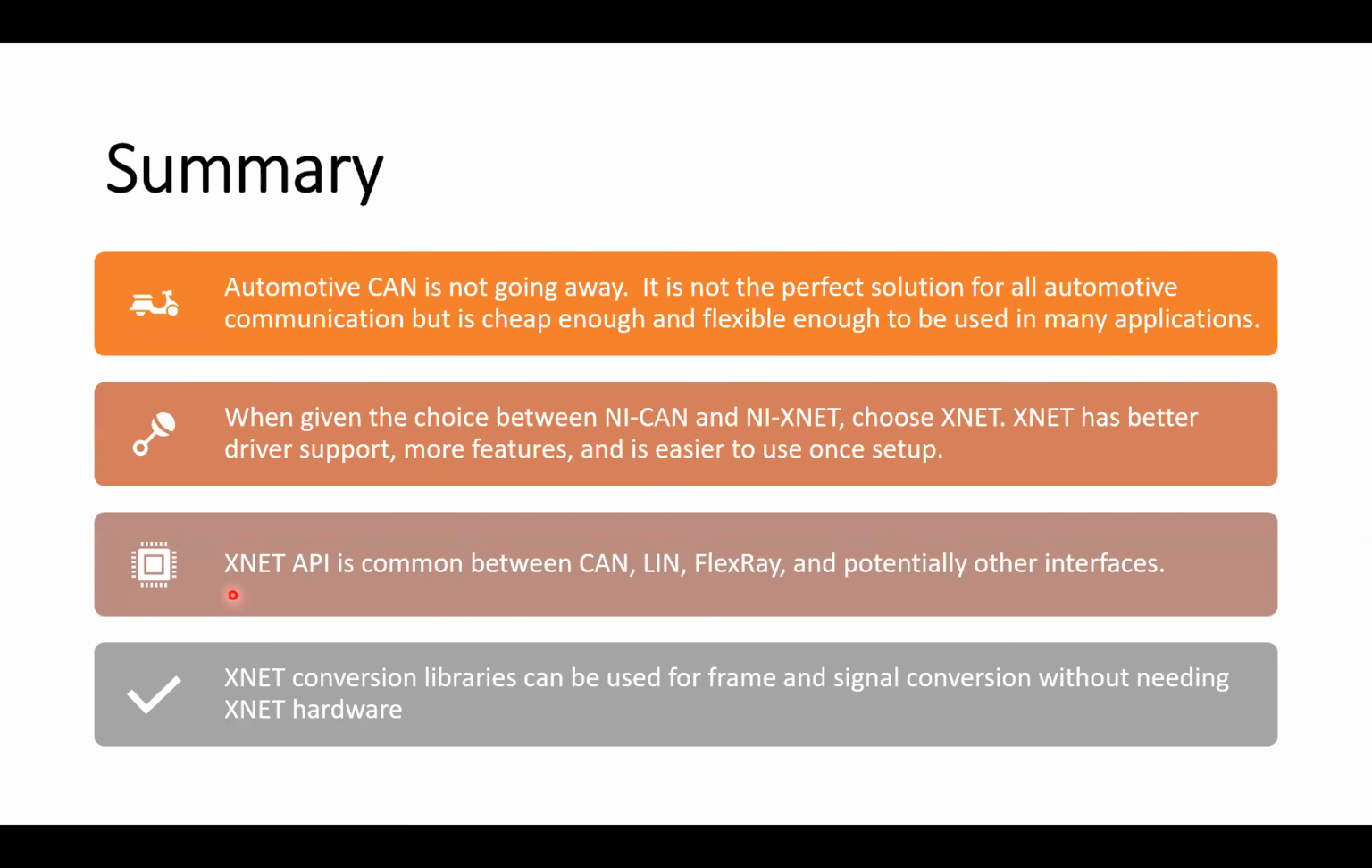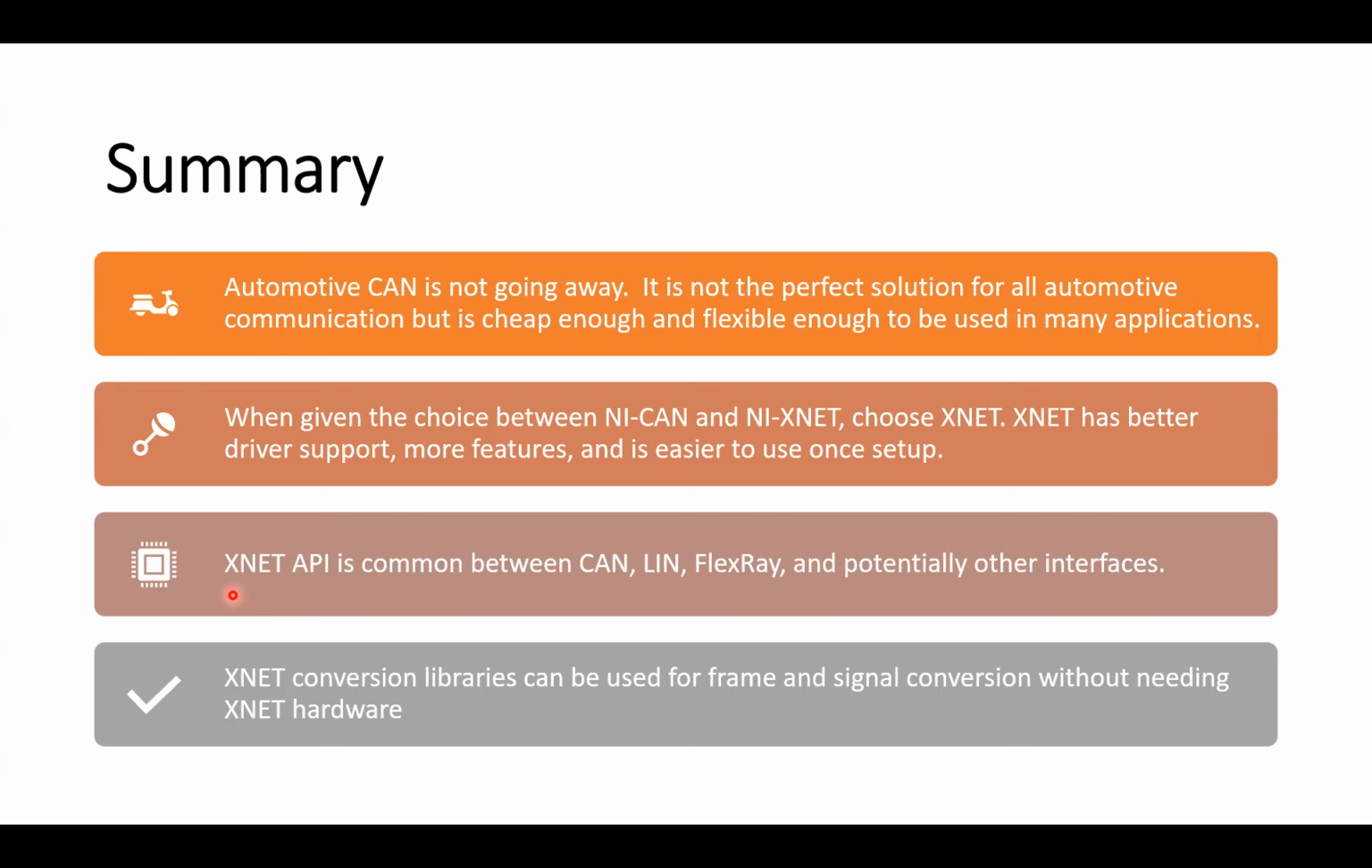Okay, so the summary: automotive CAN is not going away. It will keep coming up with the latest versions, and a lot of new things are coming up in automotive. It is cheaper and people have started using it in many applications. So we have to understand automotive CAN for our application and how it can be implemented.